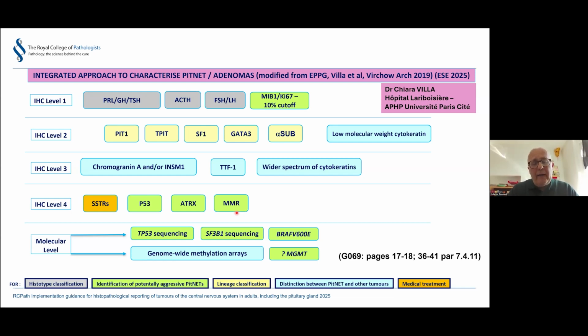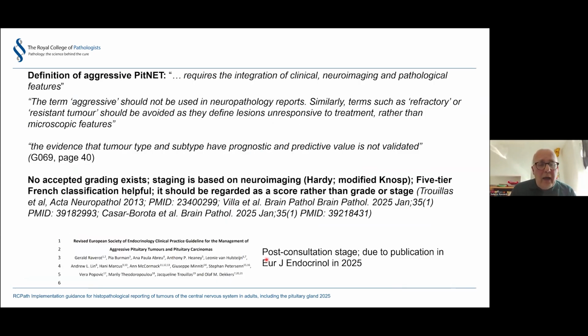Via the European Society of Endocrinology, we are reducing the relevance of MGMT. Immunohistochemistry may help, but is not really predictive of response to temozolomide, and the molecular testing that we apply for gliomas does not apply to pituitary tumors, because the primers don't pick up the same relevant part of the CpG island in the pituitary. If you can move to the next, Sebastian.